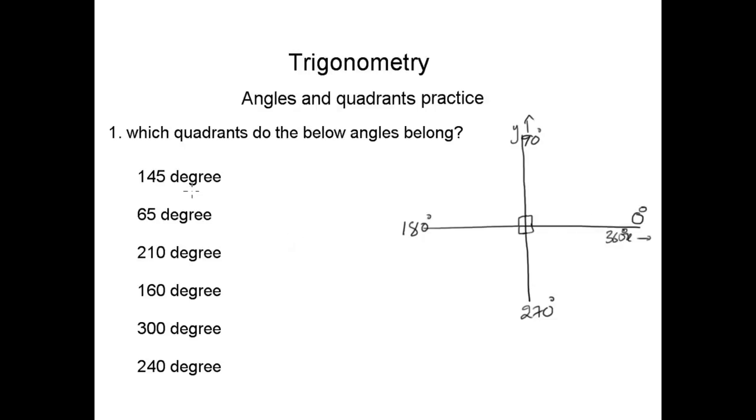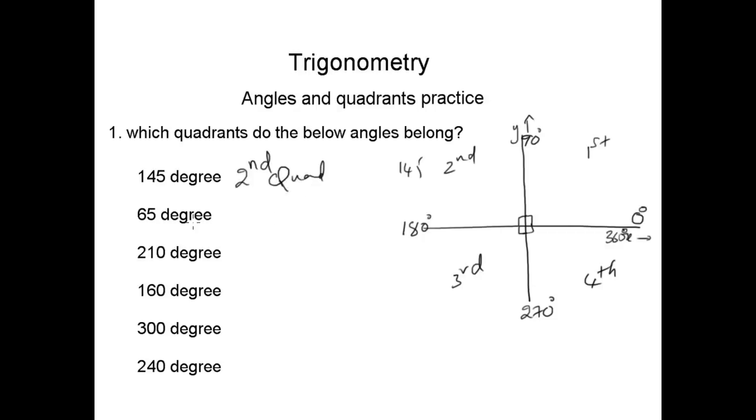So now let's see, where is 145? 145 is between 90 degrees and 180 degrees, so it should be somewhere in this area, right? So which quadrant is it? So let's write the quadrants. This we know is the first quadrant, this we know is the second quadrant, this is the third quadrant, this is the fourth quadrant. So 145 degrees is here, right? So this is the second quadrant.